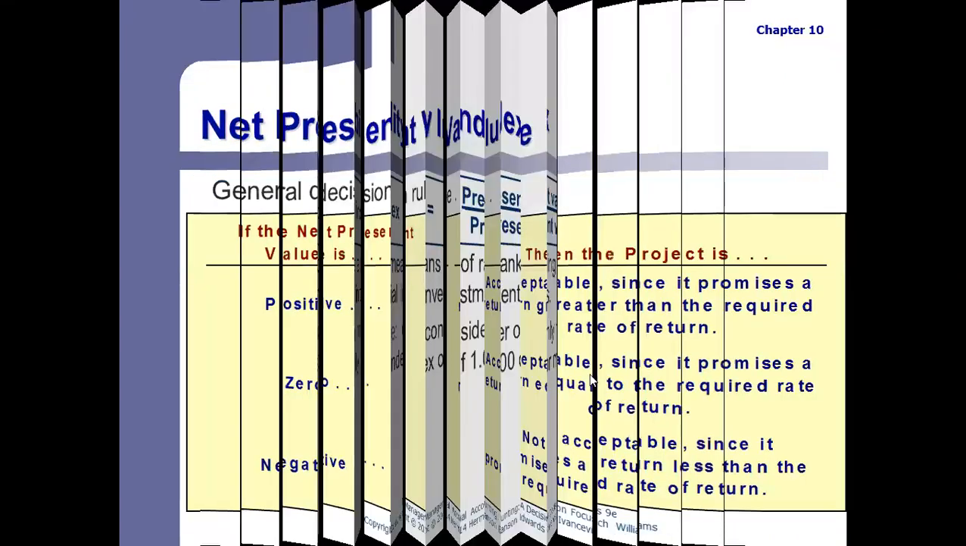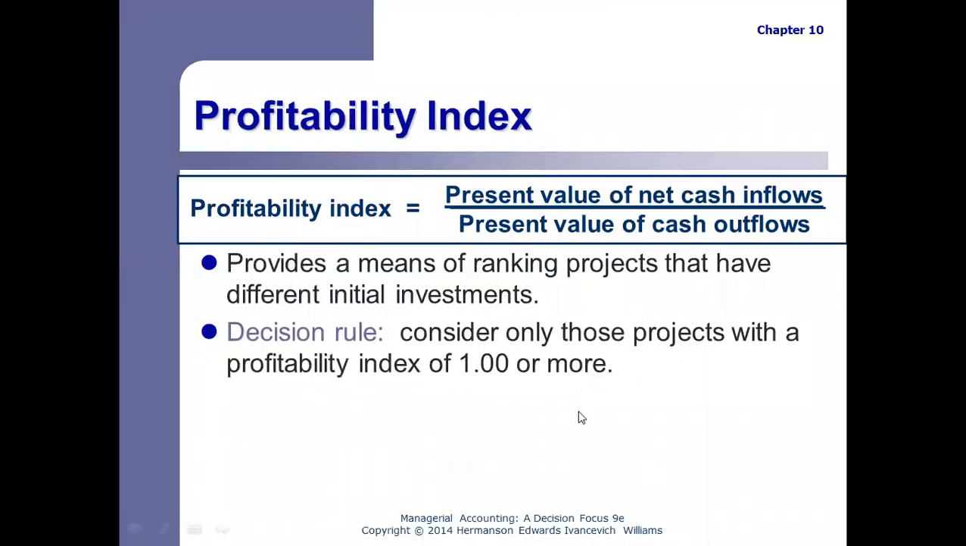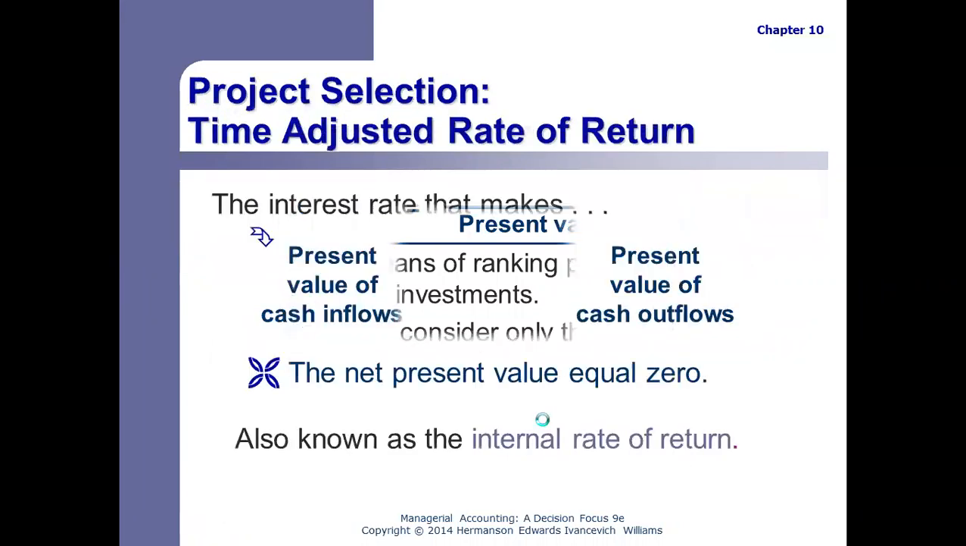But the profitability index is a great way to rank projects, alternate projects that you have to choose between if they have different initial amounts of investment. So again, it's a means of ranking projects. This is a method to use if you have alternatives that you're trying to consider or choose between.